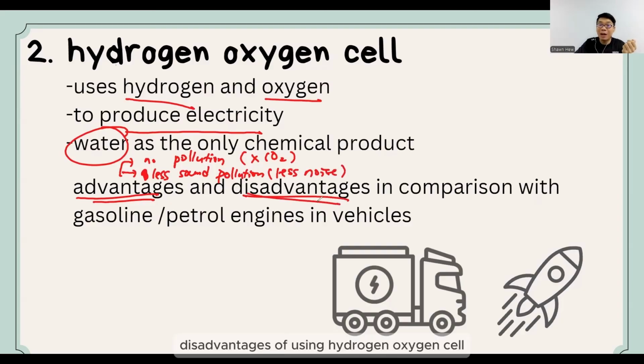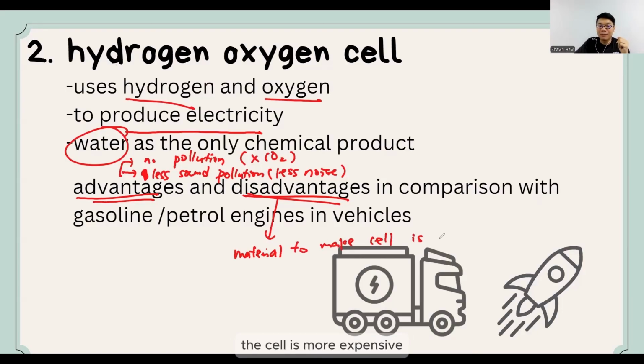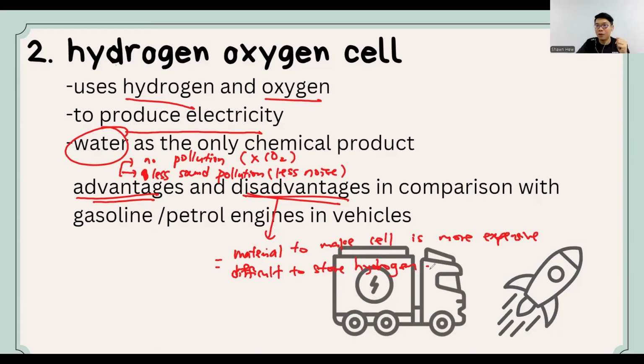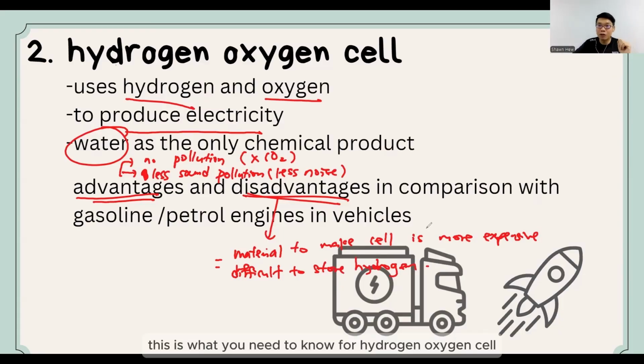What are the disadvantages of using hydrogen-oxygen cell? First is the material to make the cell is more expensive. Second, it's difficult to store hydrogen. This is what you need to know for hydrogen-oxygen cell.